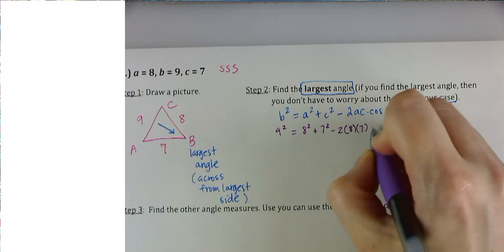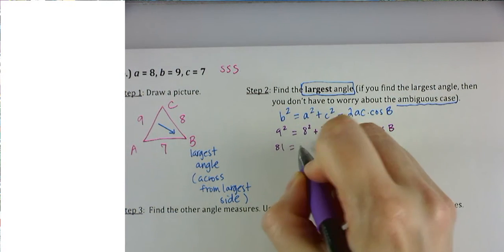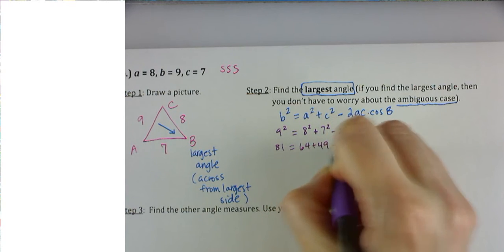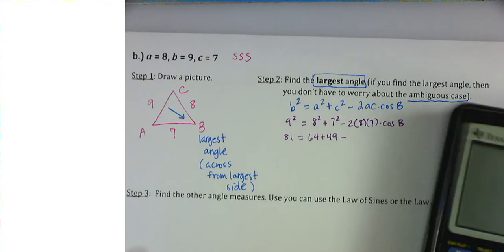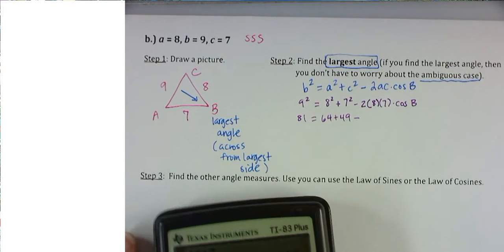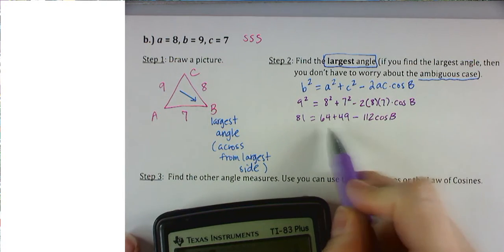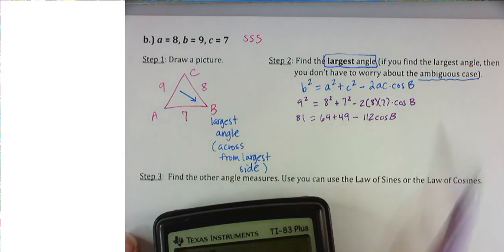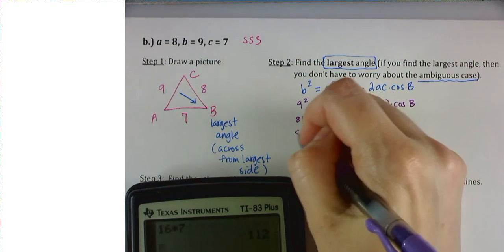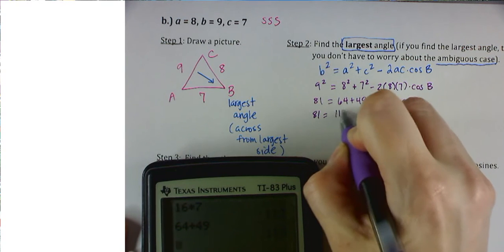Okay, so 81 equals 64 plus 49 minus 2 times 8 is 16, 16 times 7 is 112 cosine of b. So last time we were able to plug everything in, but that's because we had something here. Now we are going to have to use the order of operations of solving, and this is the part where people tend to make the most mistakes. So 113 minus 112 cosine of b.